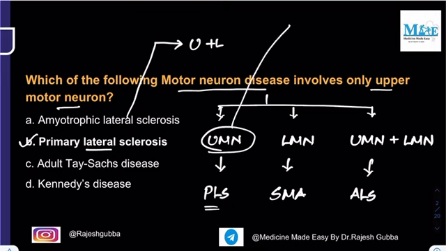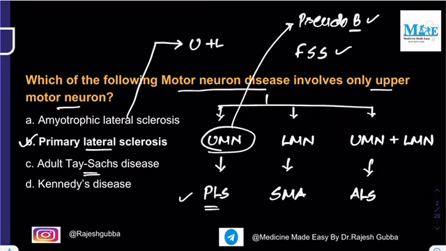Now, what are the other disorders where there is predominantly upper motor neuron involvement apart from primary lateral sclerosis? The other conditions include pseudobulbar palsy, where also there is involvement of only the upper motor neuron, and another important disorder is familial spastic paraplegia. So these three conditions, primary lateral sclerosis, pseudobulbar palsy, and familial spastic paraplegia, are the conditions where there is involvement of the upper motor neuron only.